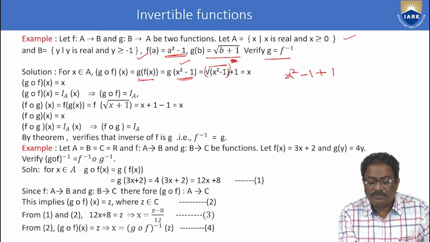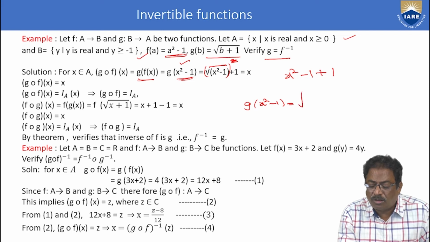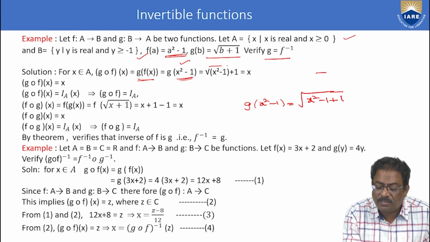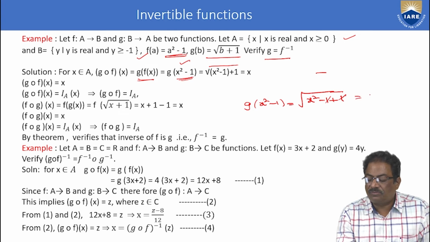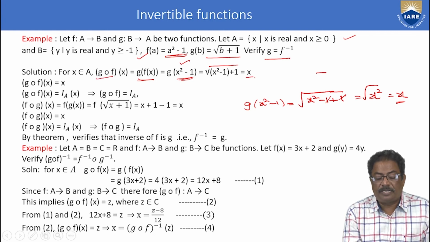g of x square minus 1 is root of x square minus 1 plus 1. See here, some mistake is there, so we have to consider up to here. The 1 gets cancelled, root of x square, then this will become x. So g of f is equal to the identity mapping.